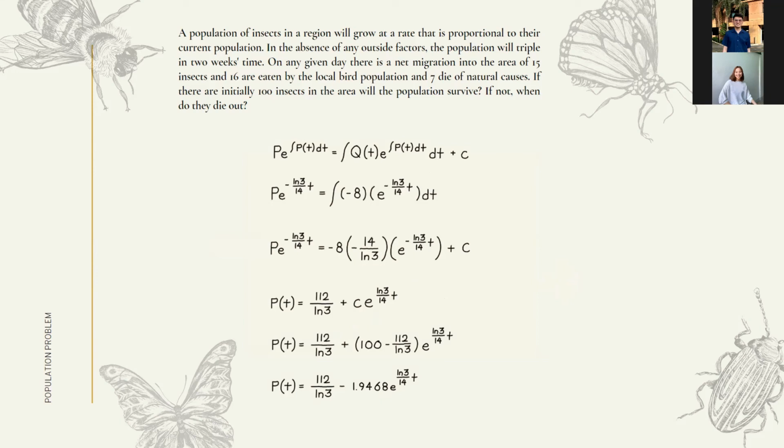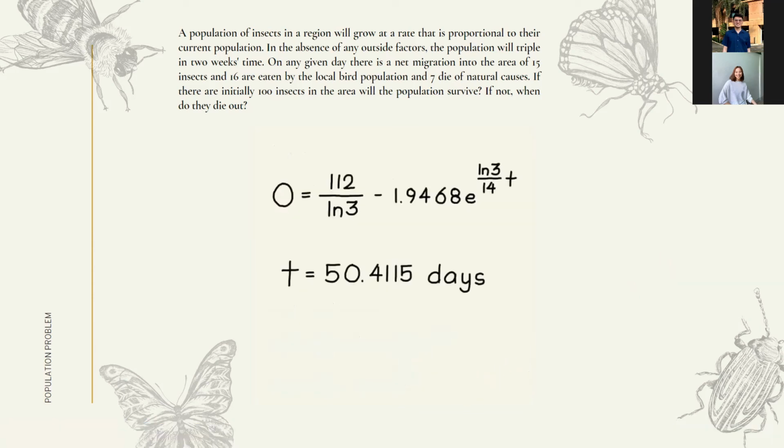Going back to the initial condition, we substitute 100 to p(t) and 0 to t. With that, solving for c, we get 100 minus 112 over ln of 3. So, we can substitute c back into the equation. Now, the exponential has a positive exponent and will go to plus infinity as t increases. Its coefficient, however, is negative, and so the population will go negative eventually.